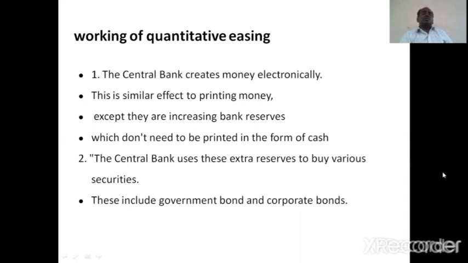Here we can come to know the working of quantitative easing. Number one, the central bank creates money electronically. This has a similar effect to printing money, except that there is an increase in bank reserves but no movement of cash, which does not need to be printed. The transactions take place only electronically, but the banks' reserves are increased at that time also. The central bank uses these extra reserves to buy various securities, which include government bonds as well as corporate bonds. We already discussed this in the meaning, that government bonds and corporate bonds are purchased by the central bank using quantitative easing.